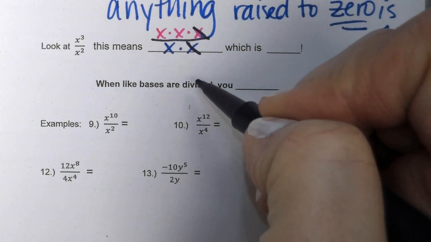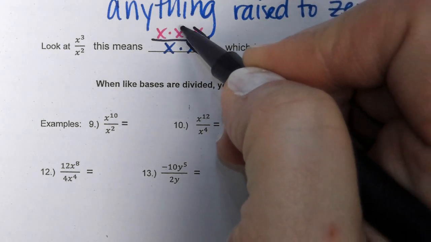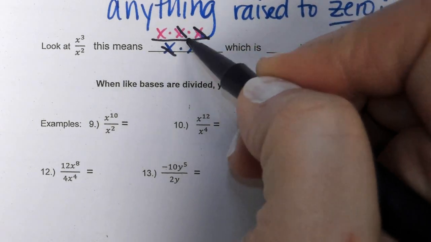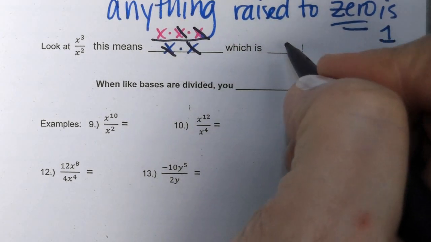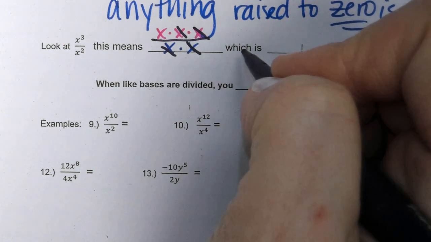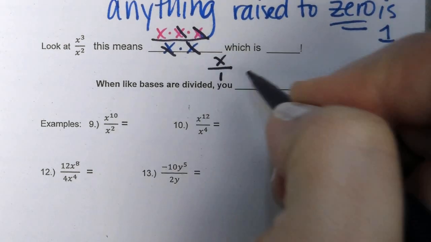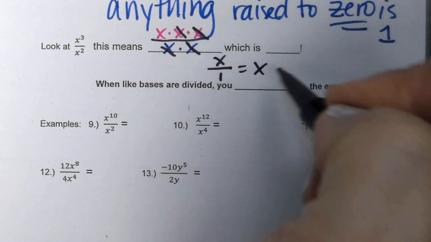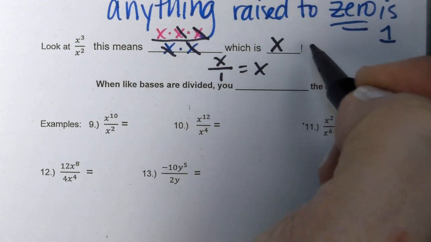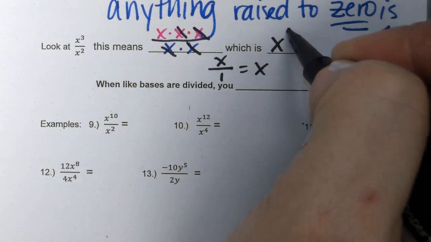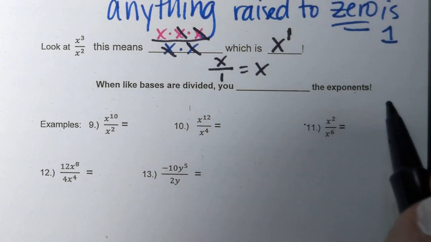These x's cancel. X divided by x is just 1. These cancel. That's just 1. So it just leaves us with x over 1, which is really just x, right? X to the first power, if we want to put an exponent on there.